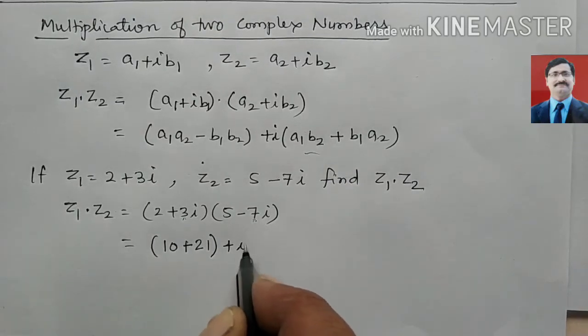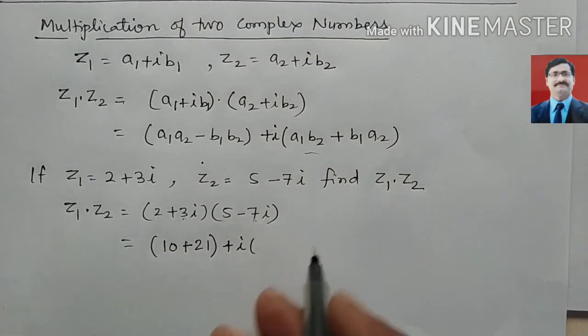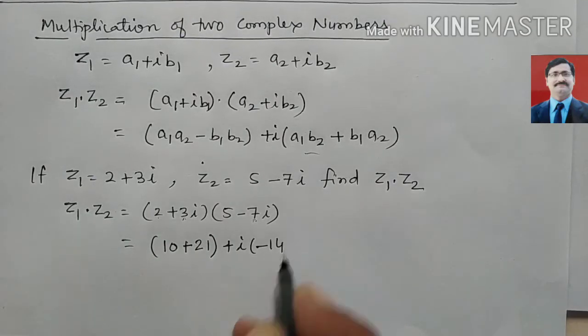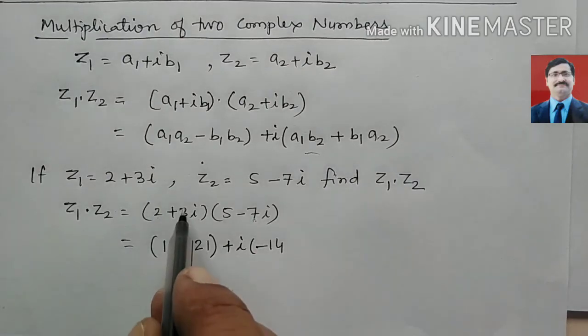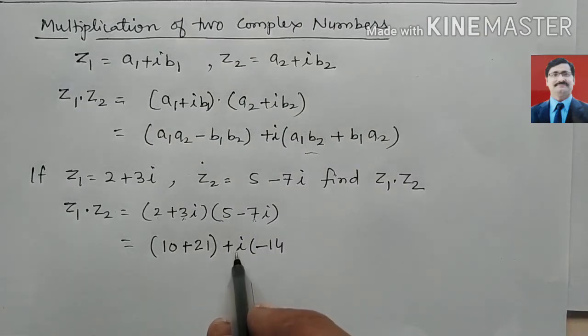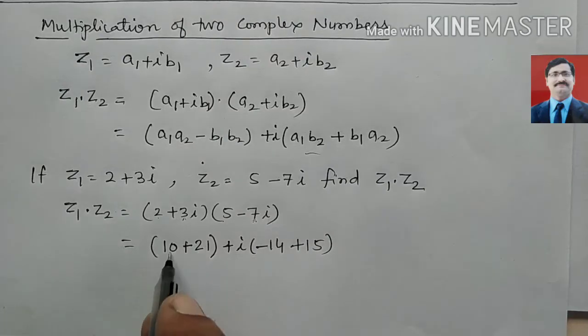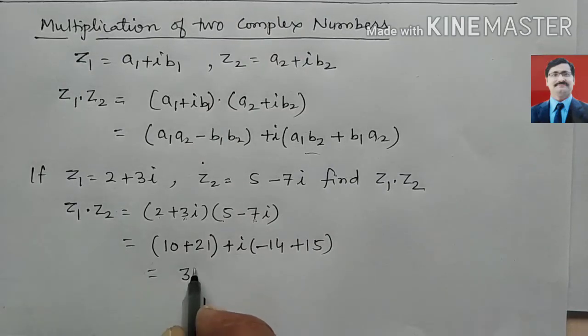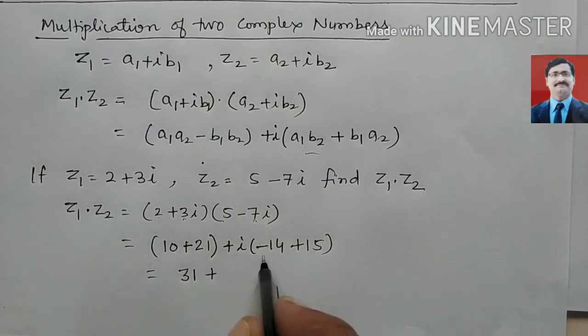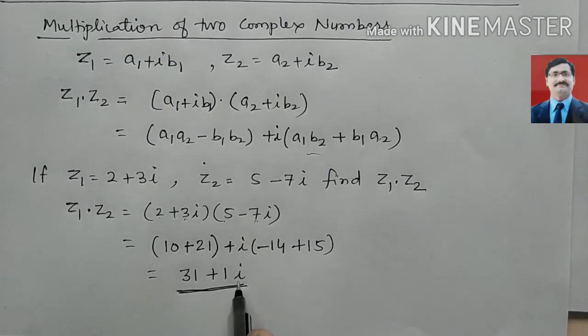Now the coefficient of iota, we will get here 2 into minus 7, so you get here minus 14. Iota I take already. Then 3 and 5 you multiply, 3 iota and 5 we get here 15 iota, means iota I write already, so you write here 15. Now 21 and this you add, you get here 31 plus this is 1 iota. So the result is 31 plus 1 iota.